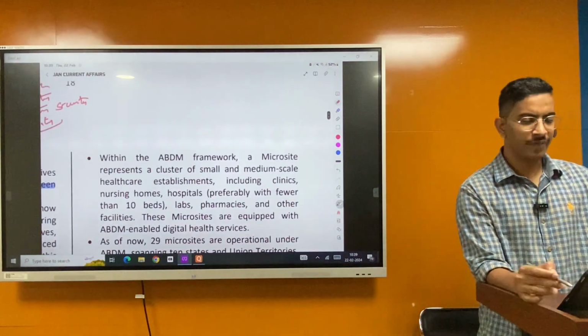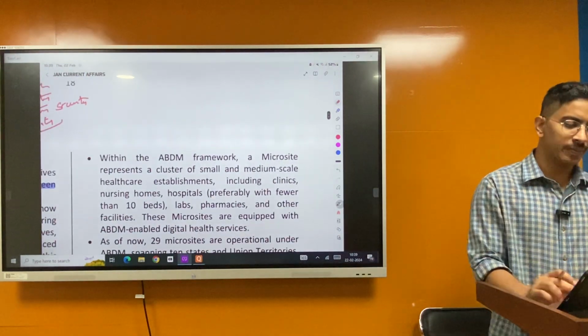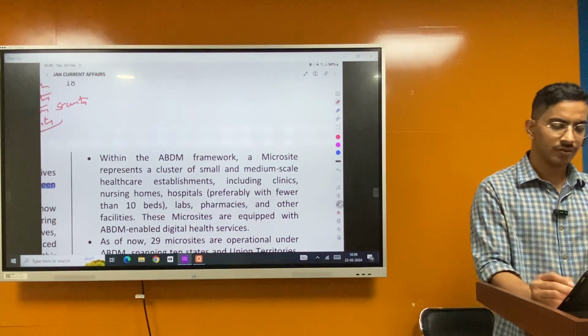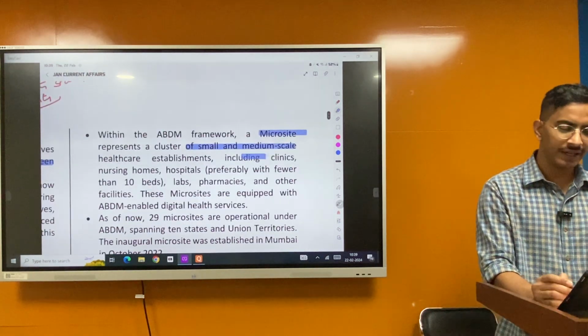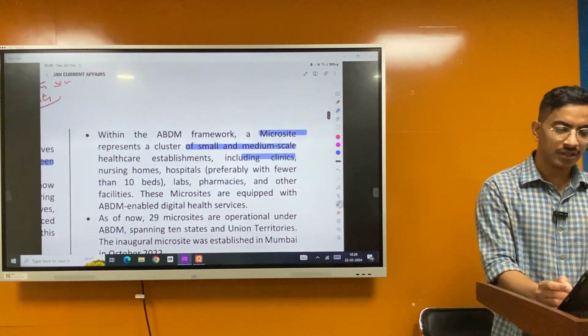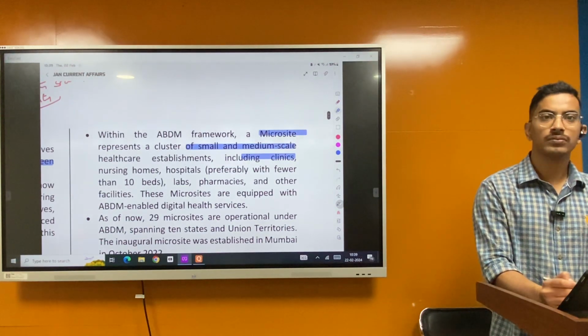Within the ABDM framework, a microsite represents a cluster of small and medium scale healthcare establishments, including clinics, nursing homes, hospitals, preferably fewer.